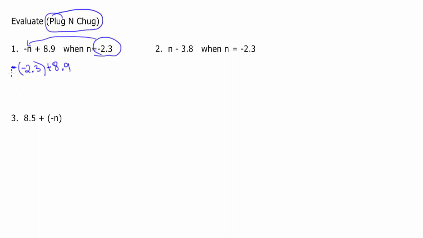Okay? So you need to know that this is kind of like negative times a negative. Anytime there's two negatives right next to each other like this with nothing in between, that becomes a positive. You might have heard it, add the opposite, or however you want to think about it. Or if you put negative negative 2.3 in your calculator, it's going to give you positive. So that actually becomes 2.3 plus 8.9. Okay, so positive 2.3 plus 8.9 is going to give you 11.2.